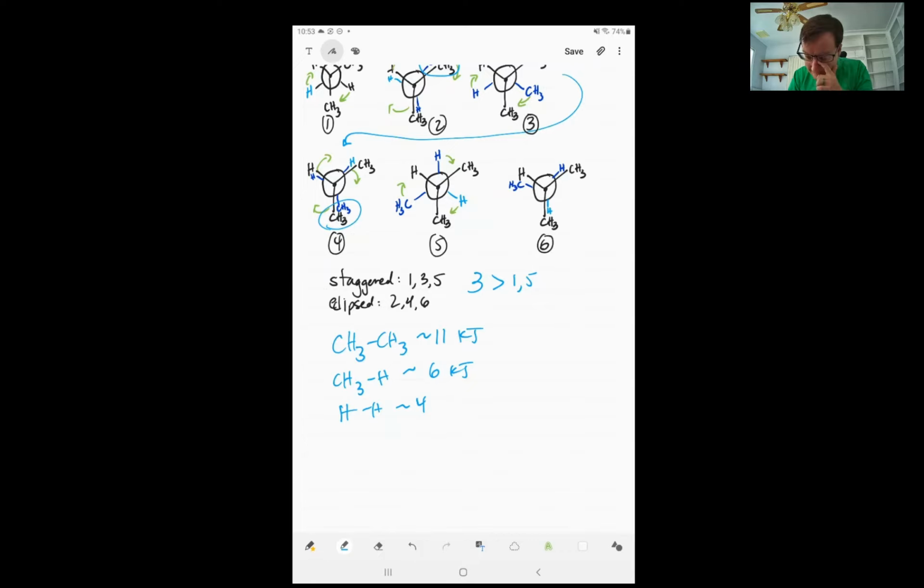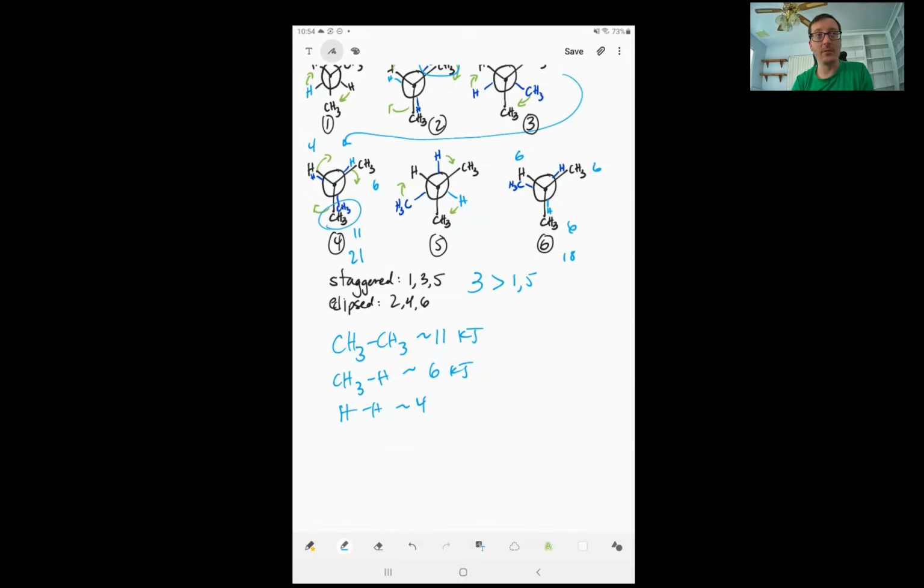In fact, if we wanted to add these up, we could say 6, 6, 6. We have just all those H-methyl interactions. With number 4, which is the same as number 2, we have 11 there, 6 there, 4 there. We see this adds up to 21. This adds up to 18. So 2 and 4 are going to have higher energy than 6 is.